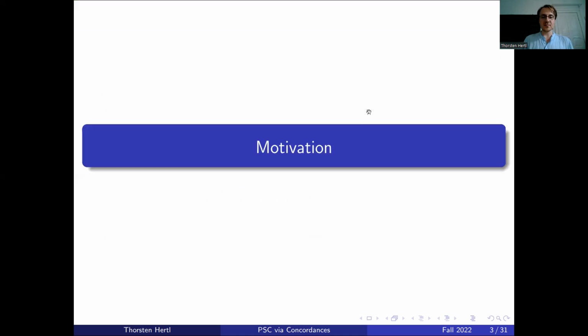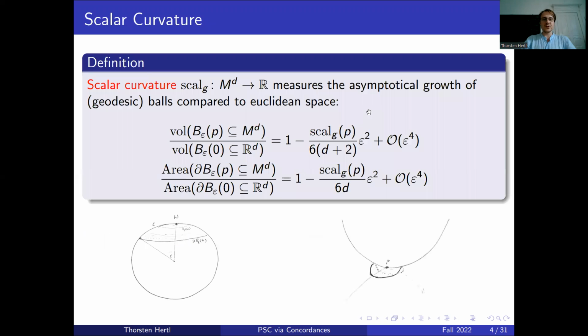Okay, so let's dive directly into the motivation. Scalar curvature is, like any other curvature, a geometric quantity that measures how much a geometric object, in this case a Riemannian manifold, deviates from being flat. More quantitatively, the scalar curvature is a scalar valued function that appears in the Taylor expansion of the ratio of the volume of a geodesic ball and the ball in Euclidean space. So if you take this quotient here and take a Taylor series expansion with respect to a radius epsilon around the point P, then the scalar curvature is, up to a dimensional constant, the coefficient in front of the second order term in the Taylor series expansion.